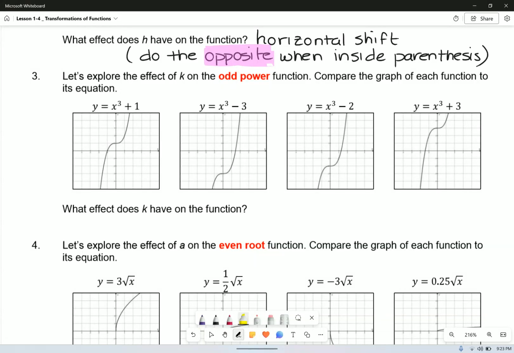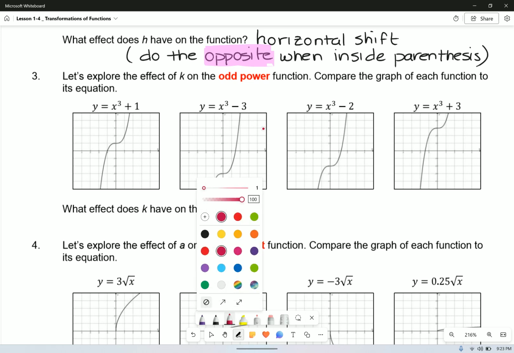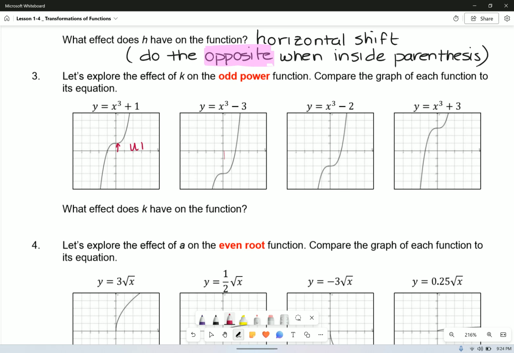Okay, so our odd function was originally right here through the origin, right? And so it definitely has done something different. So again, let's do some drawing here. This graph seems to have gone up 1, so I'm going to put up 1. Now this graph seems to have gone down 3 units. This one went down 2 units.